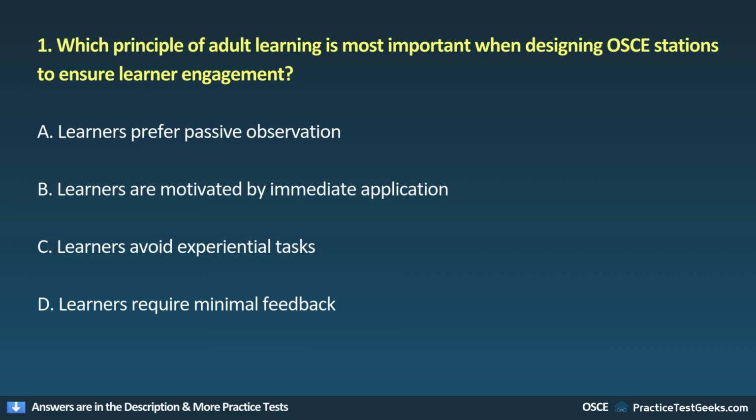1. Which principle of adult learning is most important when designing OSCE stations to ensure learner engagement? A. Learners prefer passive observation. B. Learners are motivated by immediate application. C. Learners avoid experiential tasks. D. Learners require minimal feedback.